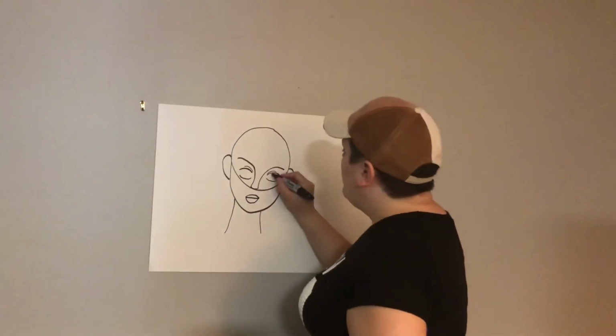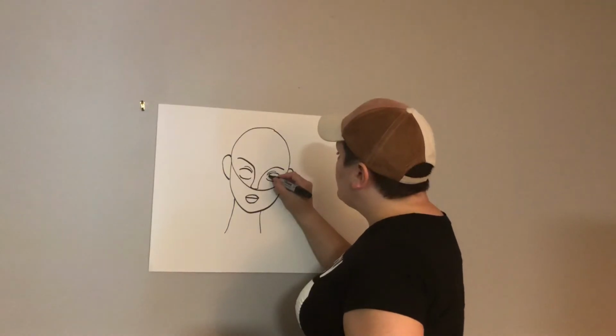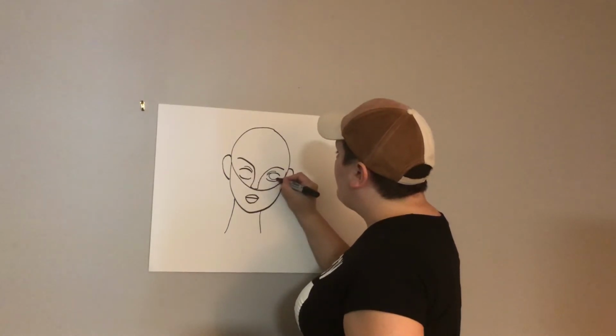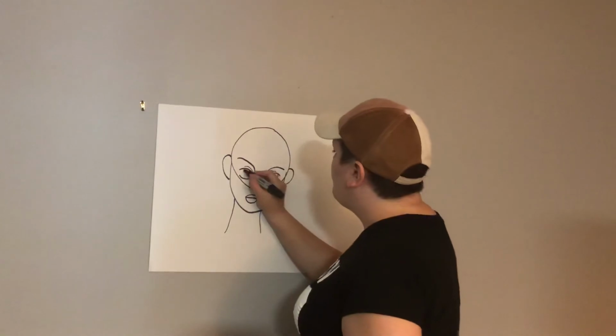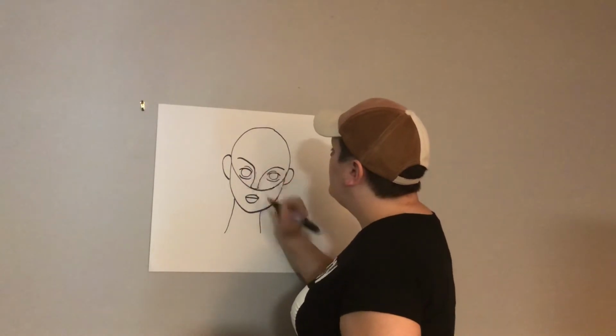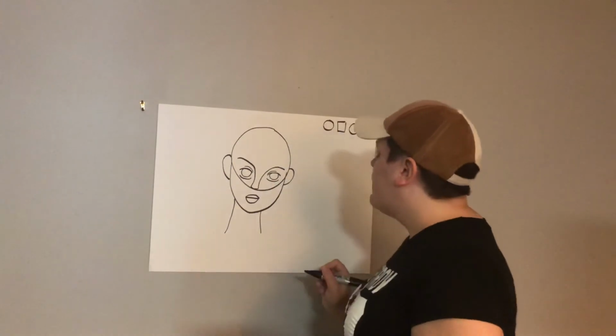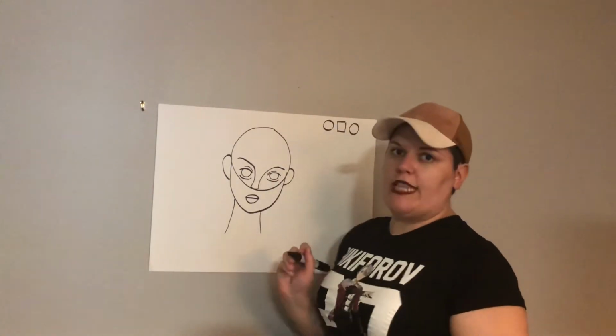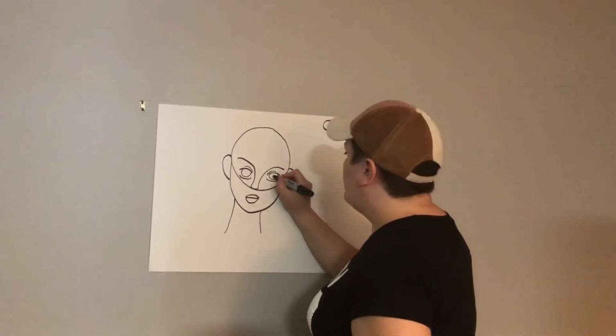The eyeballs are not a perfect circle that sit in the middle of your eyes. They actually sit about 1/4 of the way up into your upper lid. So we're going to draw about 1/4 of the way up. However, your pupils do sit in the middle of your eyes.